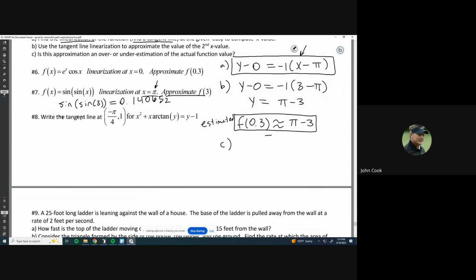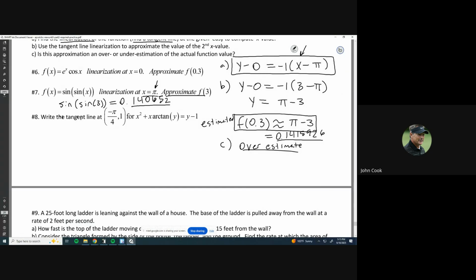This is about, let's see here, pi minus 3, 0.141592, and so on. So this number, our actual value, is less than the estimated value, so that means we had another overestimate. All right, so there you go. There's number 7. Now let's take a look at number 8.